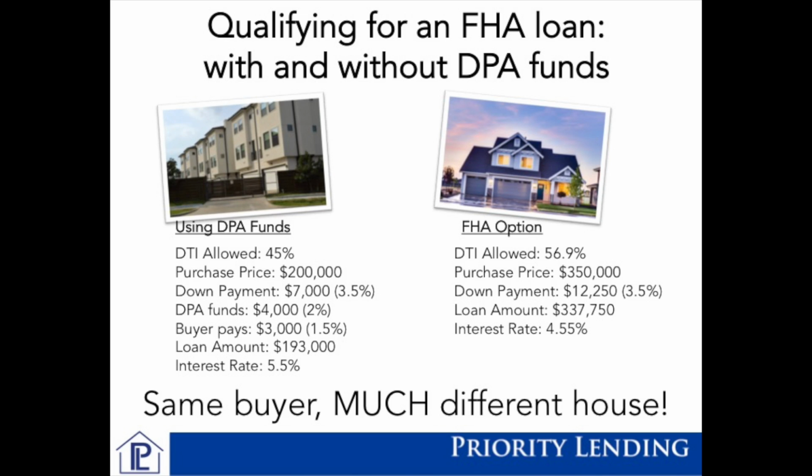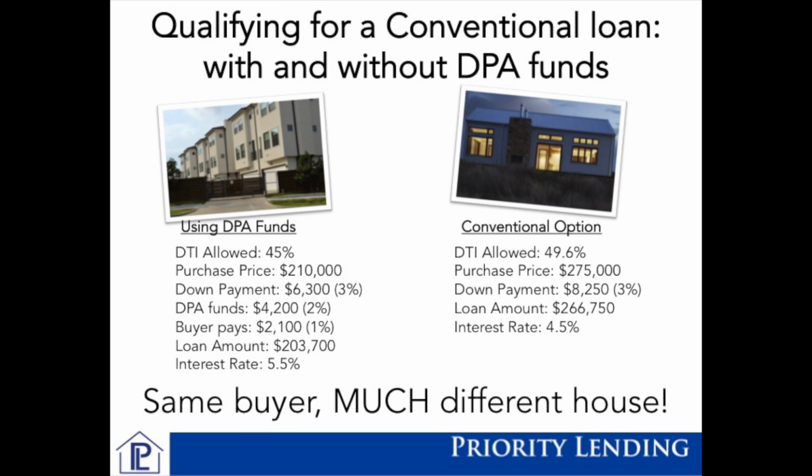Remember, with DPA, the interest rate is higher and the percentage of his income they'll allow him to have in debt is lower. If he didn't use DPA funds, he could qualify for a $350,000 home. Same income, same debt, but his interest rate is lower and the bank is willing to allow him a higher percentage of his income to go toward debt. There's a pretty significant difference between the homes and neighborhoods of a $200,000 purchase and a $350,000 purchase.